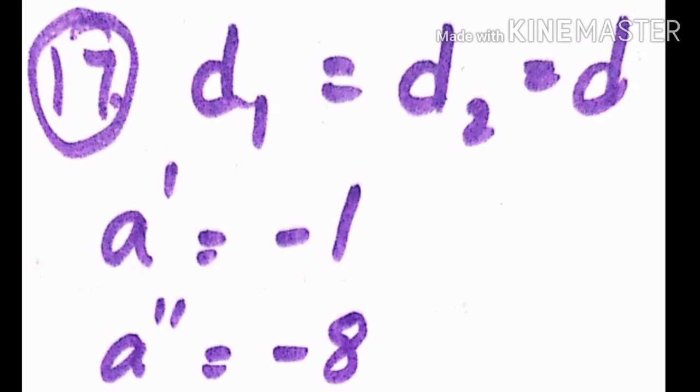In the last video we started exercise 9a of arithmetic progression and we completed up to question number 16. Now in this video we will start from question number 17.